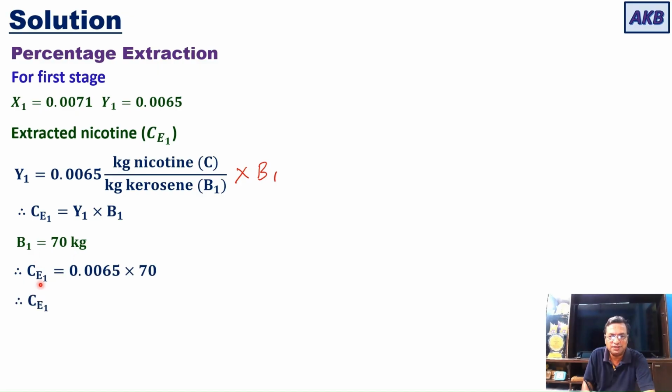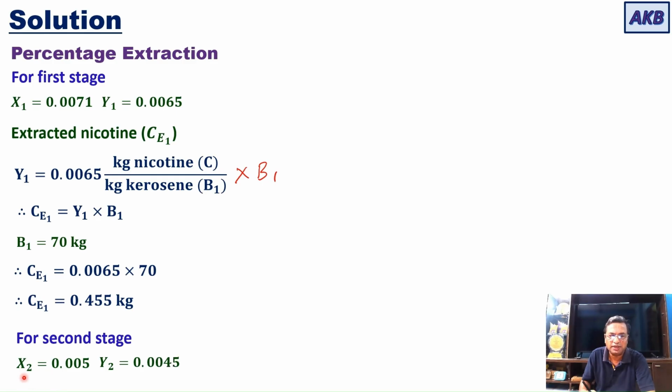B1 is 70 kg. So CE1 is equal to 0.0065 into 70. So that gives CE1 as 0.455 kg. That is the kg of nicotine that is present in the extract phase obtained out of first stage, 0.455 kg. Now let us do it for the second stage.